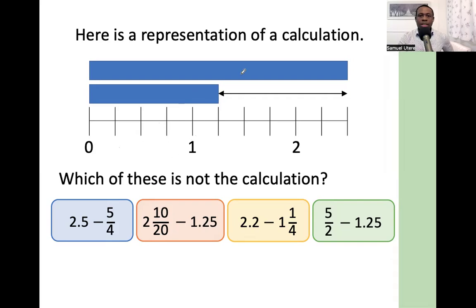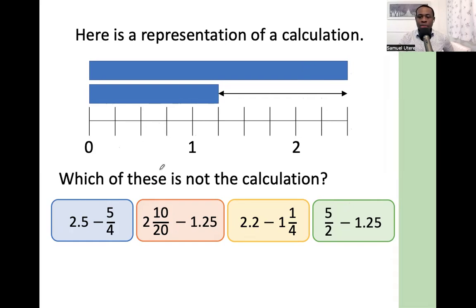So they're asking us what this representation actually means, which calculation here represents it. So first we need to know that this represents 2.5, because this is 2 and a quarter and then a half. And then if we subtract 1 and a quarter, we'll get this. So we need to find all the calculations that represent 2.5 minus 1 and a quarter.